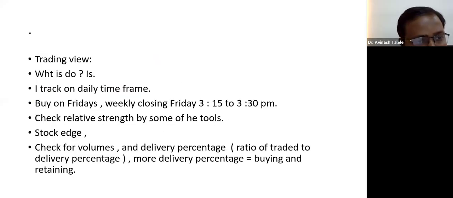So what I follow is I use TradingView. I usually follow the daily time frame. I usually take my trading decisions on the weekly time frame, that is Friday. Friday is the weekly closing candle. Even if I get a trigger on Monday or Tuesday, I wait till Friday to ensure that there is consistent demand, and I buy from 315 to 330 only. I check relative strength with some tools. Stockage is one of the applications. I check volumes, delivery percentage, ratio of traded to delivery percentage, and more delivery percentage. More delivery percentage tells us people are buying and retaining the stock.